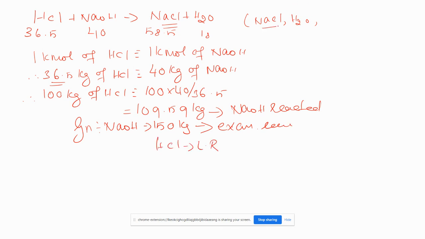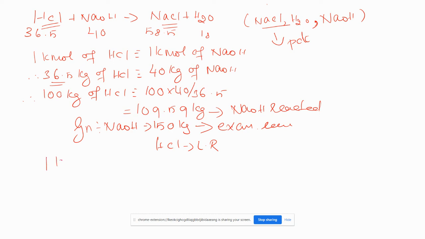So, here what happens is these two are products. Along with that, only the excess reactant will be present, that is, only the NaOH will be present. So the limiting reactant will be completely reacted. So we have to find the amount of NaCl produced, water produced, and the amount of NaOH unreacted, that is the excess reactant.